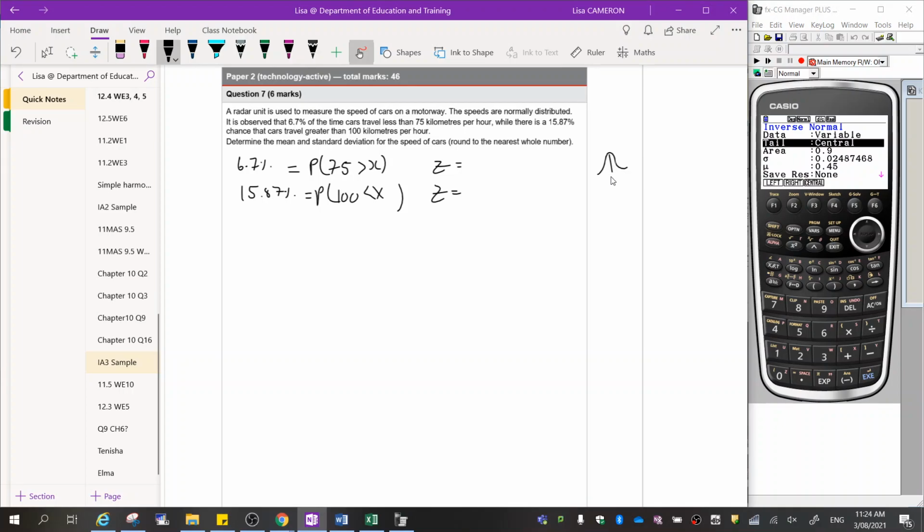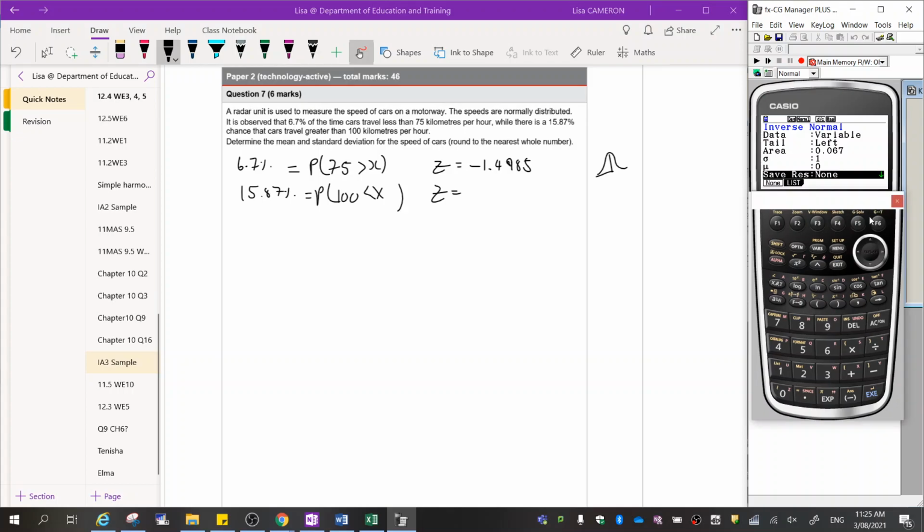there's x. X is less than 75, so we're going left. The area is 0.067. If you miss this 0 here, that turns it into 67, so don't do that. Standard deviation is going to be set to 1 and 0 is the mean. So that's going to give me just a z-score, and then later on I can convert that into having an actual mean and standard deviation. So that one is going to give me negative 1.4985.